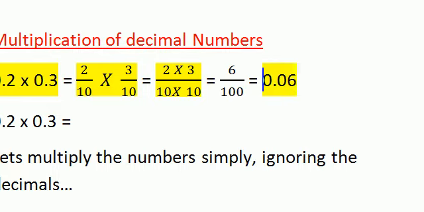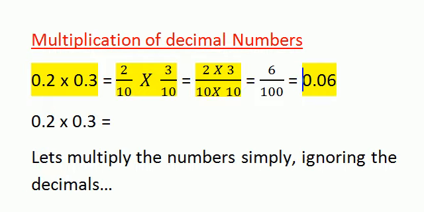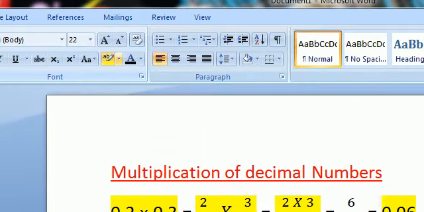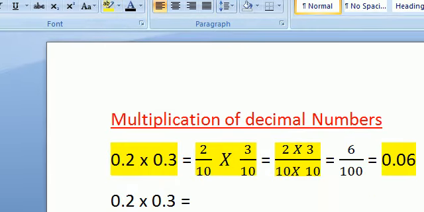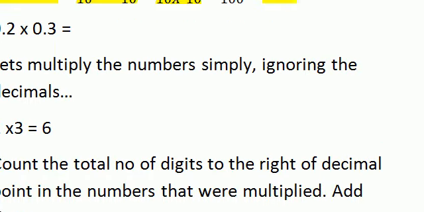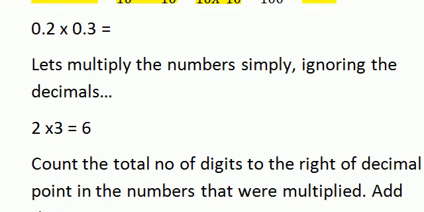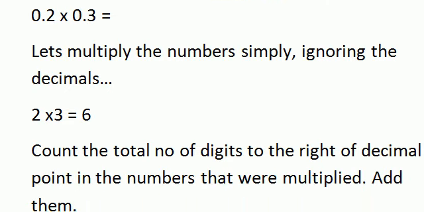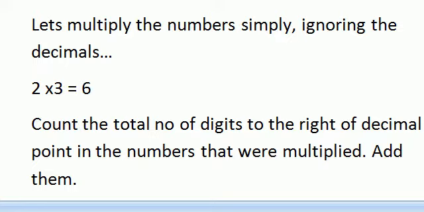Now this is the logic of multiplication of decimal numbers. So we will find an analogy about how this is working. This thing, 0.2 into 0.3, we already got the answer as 0.06. Now see what we can actually conclude by this.